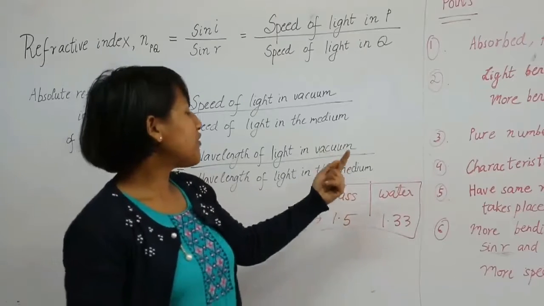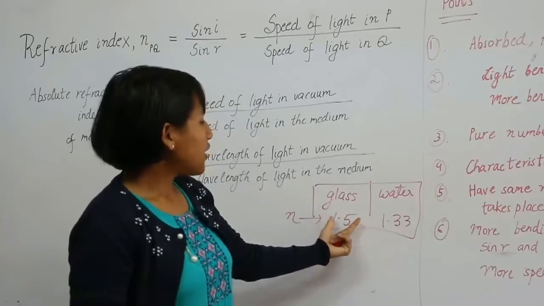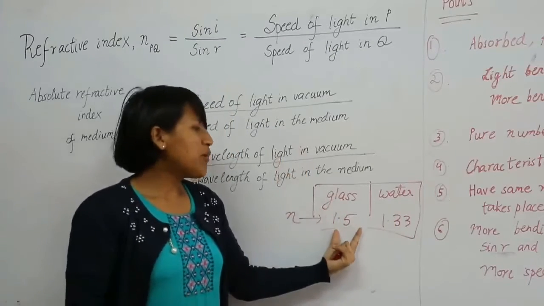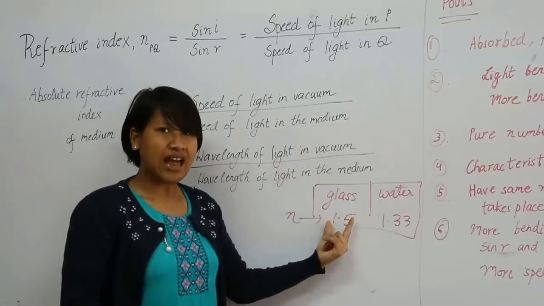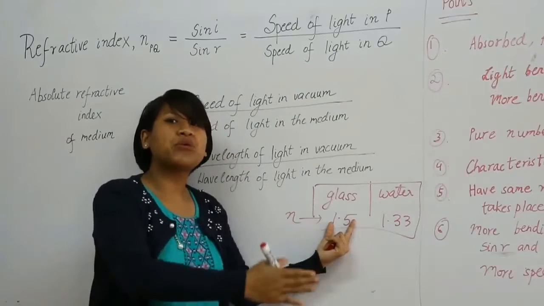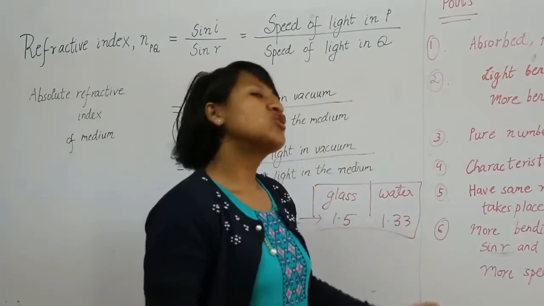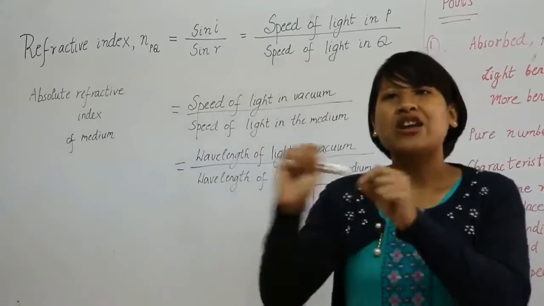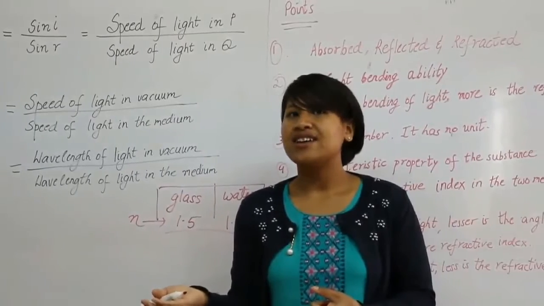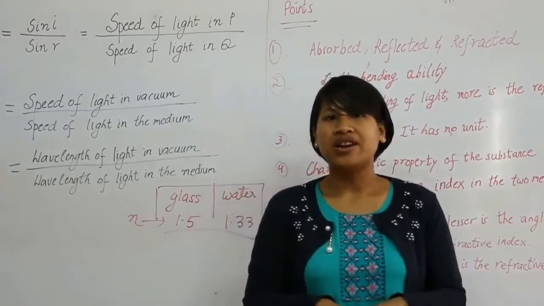So when this refractive index is bigger than this, you can conclude that more bending of light takes place in glass. When light travels from air to glass, more bending of light will take place compared to water. So when they give you the value of refractive index, you can tell where more bending of light takes place. That is the conclusion that you can draw.